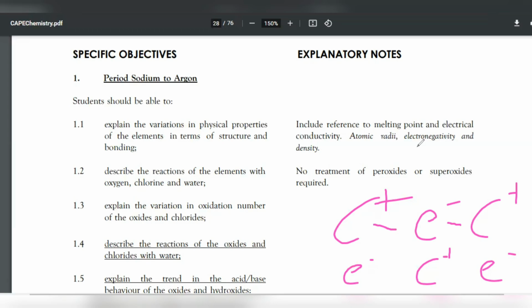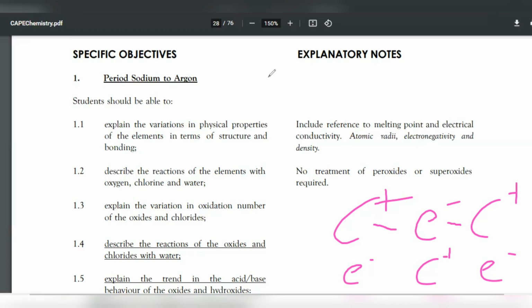And because it's a gas, it has a low melting point, a low boiling point, and low density as well, because the particles of a gas are, as you know from fourth form, far away from each other. Okay, now you'll notice it also speaks about electrical conductivity.